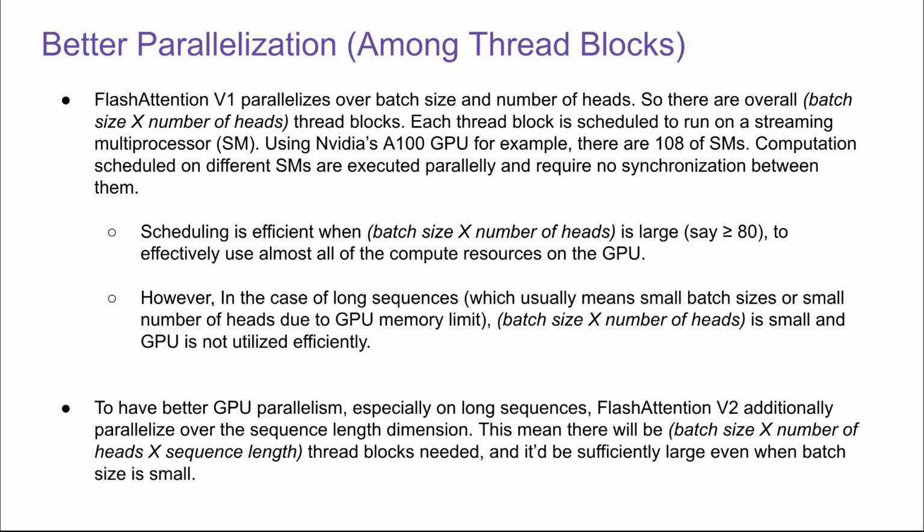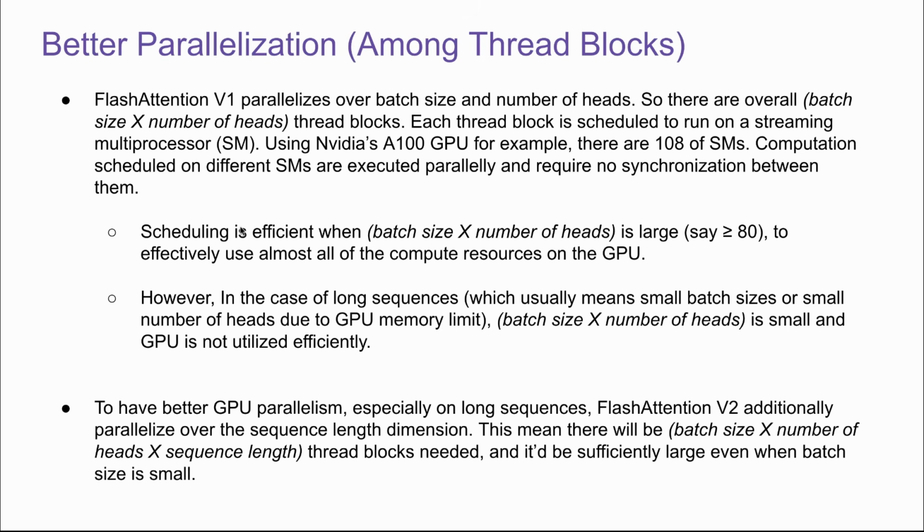Now let's move on to the second strategy FlashAttention V2 uses: better parallelization among thread blocks. FlashAttention V1 parallelizes over batch size and number of heads. So there are overall batch size multiplied by number of heads thread blocks. Each thread block is scheduled to run on a streaming multiprocessor. Using NVIDIA's A100 GPU, for example, there are 108 SMs, so computations scheduled on different SMs are executed in parallel and require no synchronization between them.